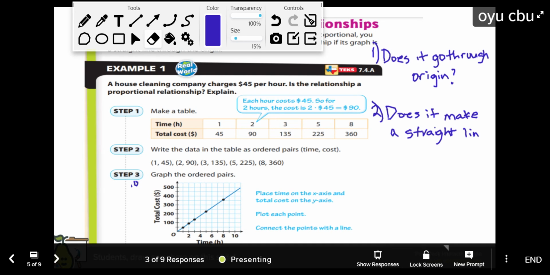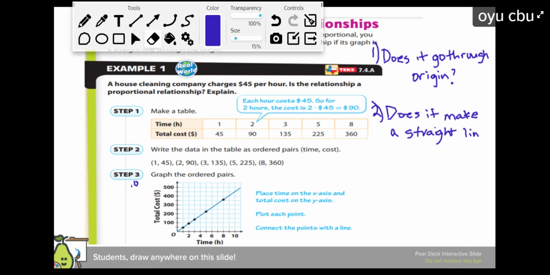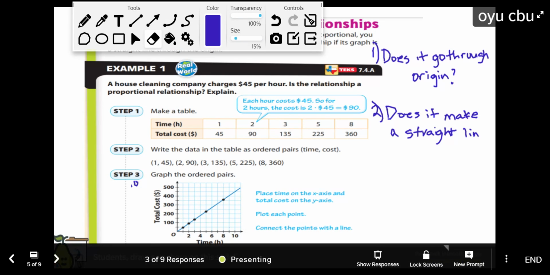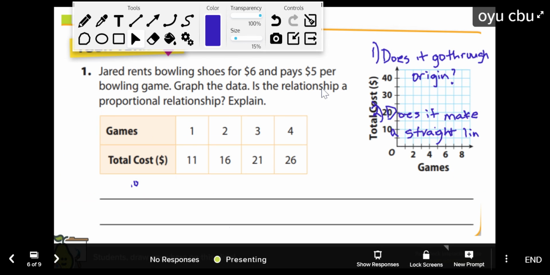Does it go through the origin? That means if the company works 0 hours, how much are they going to charge you? 0. So the origin would be 0, 0. So does it go through the origin? Yes. Does it make a straight line? Yes. So the answer is yes for both. Good job. That means I'm doing my job. Let's do one that's not that easy.